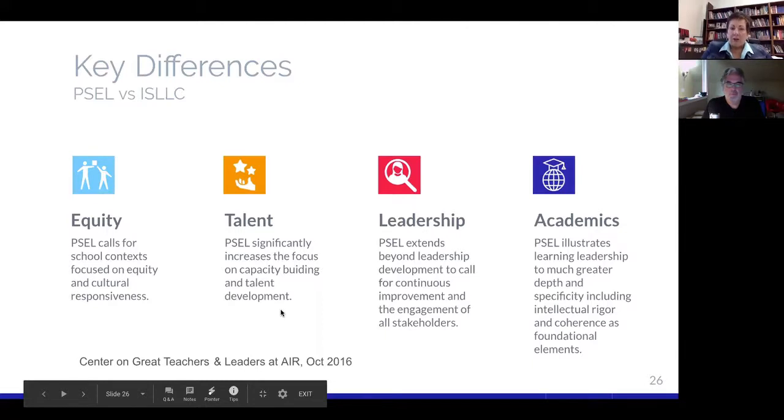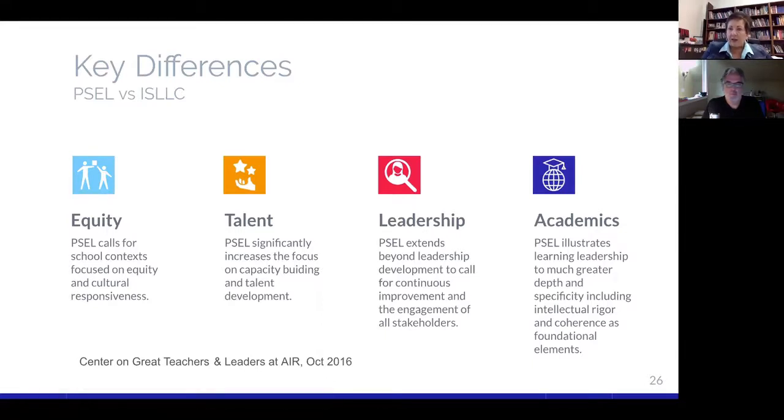Some great work was done by the Center on Great Teachers and Leaders at the American Institutes for Research in collaboration with the Council of Chief State School Officers to crosswalk PSEL and ISLLC and to take a deep dive into the key differences between those two sets of standards. Overall, PSEL fared very well in the crosswalk, as you might imagine, because it incorporated some really modern constructs throughout that frankly had been missing in ISLLC as it got older. So those 4 key difference areas are noted here on the screen.